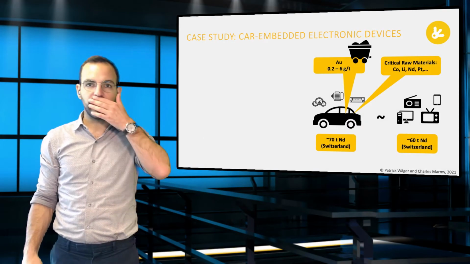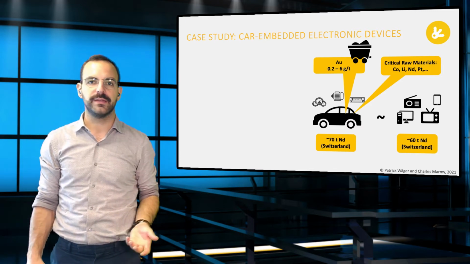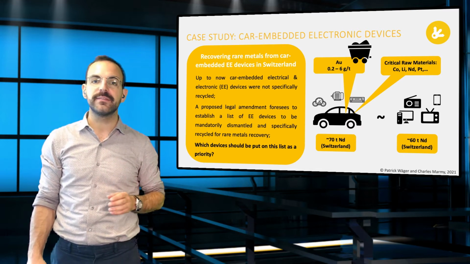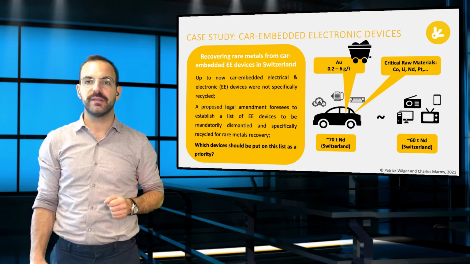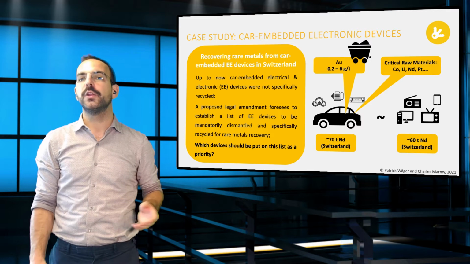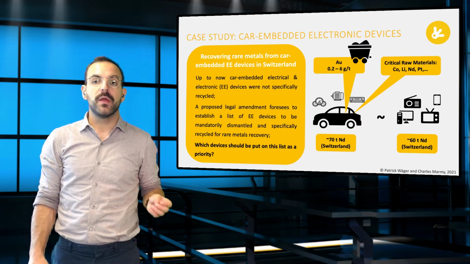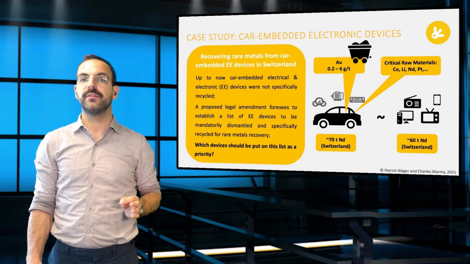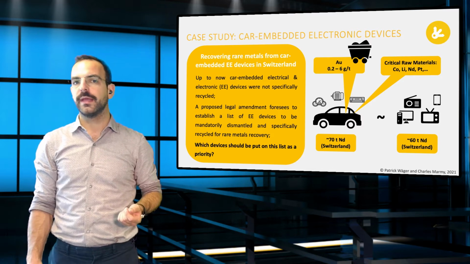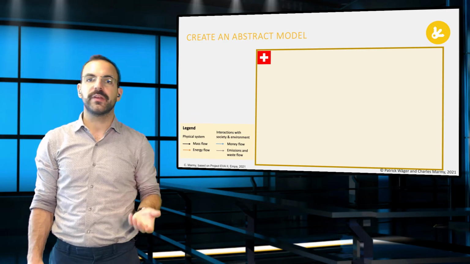In Switzerland, car-embedded electronic devices are not dismantled from cars before they are shredded. However, a new proposed legal amendment plans to establish a list of car-embedded electronic devices that need to be mandatorily dismantled and specifically recycled to recover rare metals. The central question now is the following. Recycling which devices provides the most environmental benefits at the lowest cost and should thus be put on this list in priority? So let's precise our scope.